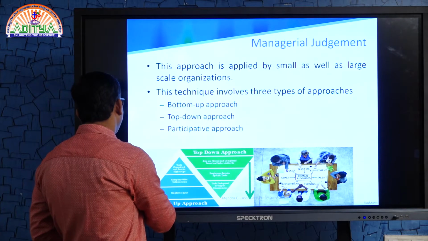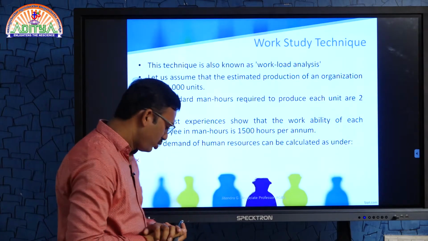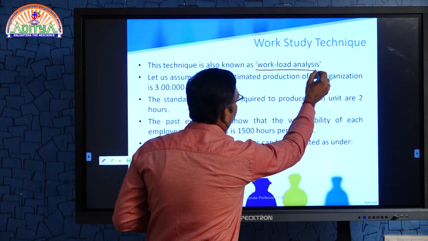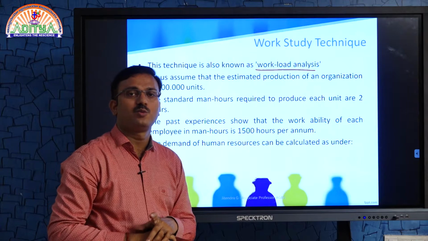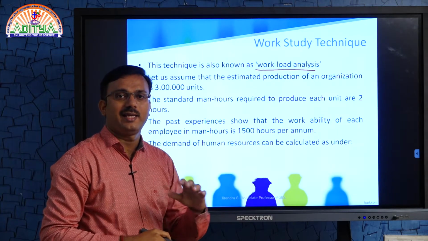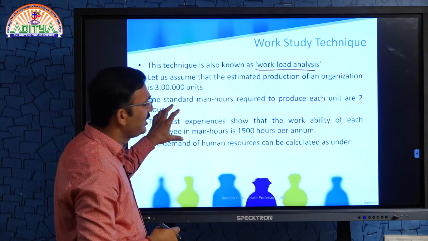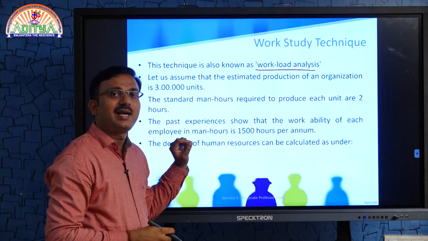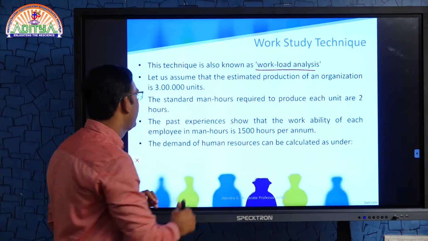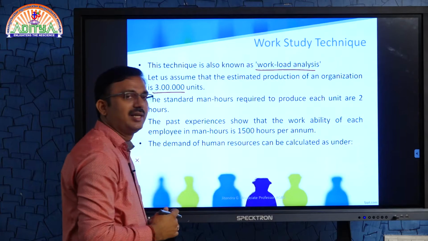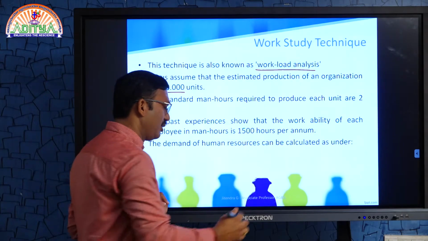And the next method is work study technique. This work study technique is also called workload analysis. How much load or how much work the employees are carrying in the organization, that is why it is named workload analysis. In this, we will take an example for the calculation part. Suppose, assume the estimated production of the organization is 3 lakh units. The standard man hours required to produce a single unit is 2 hours.